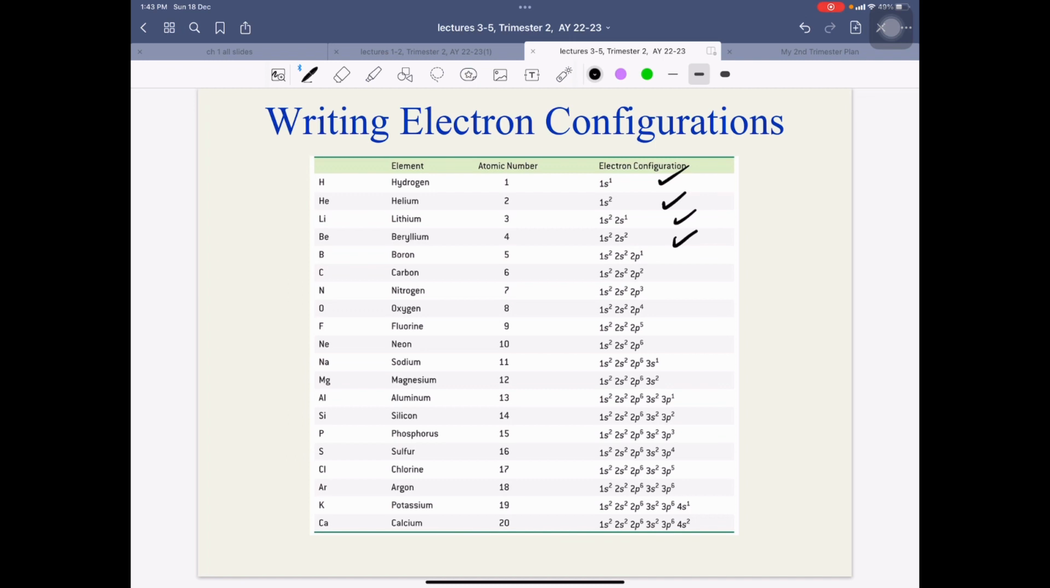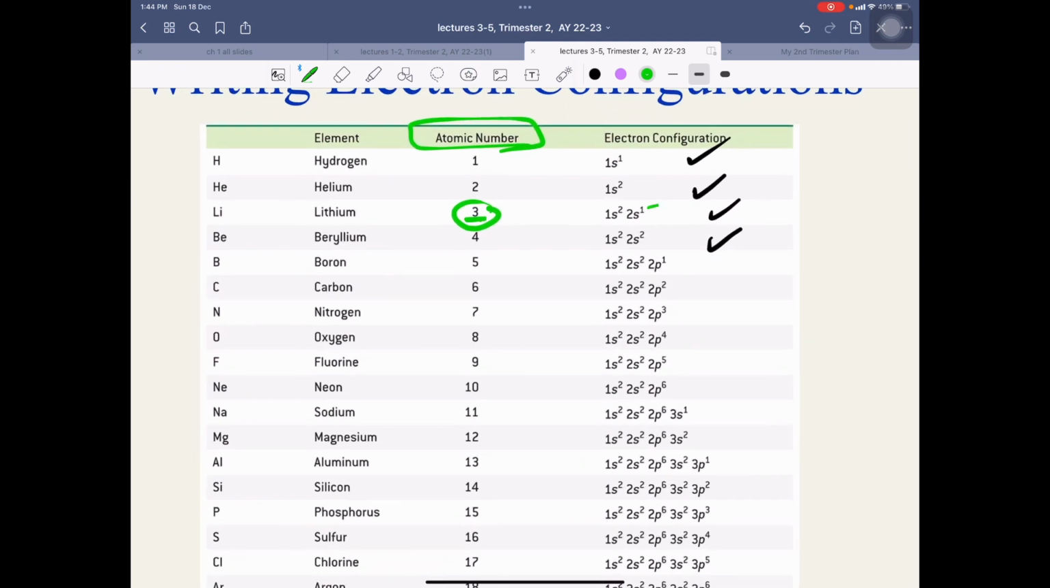خلونا نركز في الليثيوم. الأتوميك نمبر حق الليثيوم 3. أوكي، سو لما بأتأكد إن الإلكترون كونفيجريشن حقي صح أو لا، أروح عند السوبرسكريبت فوق وأسوي لهم add: 1 plus 2 is 3. سو يس، الإلكترون كونفيجريشن حقي صح.